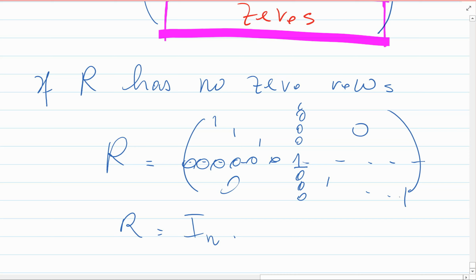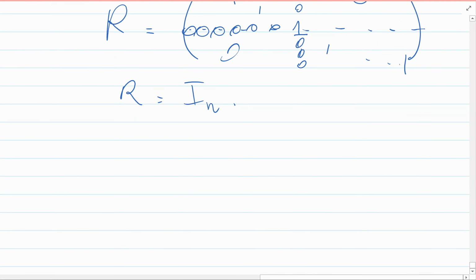So if we don't have any row with zeros, at the end, when you go down first and up after that using the elementary row operations, what you end up having is the identity matrix. This is very important later on when we try to find a way to compute the inverse of a matrix. So this point is very important.